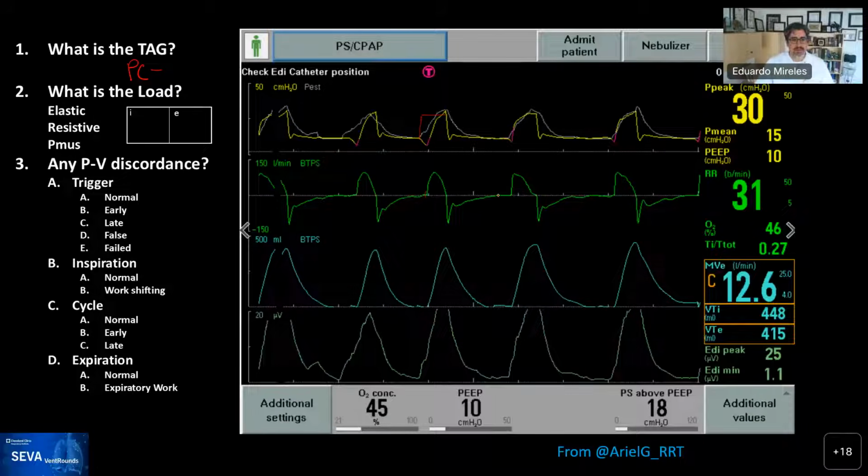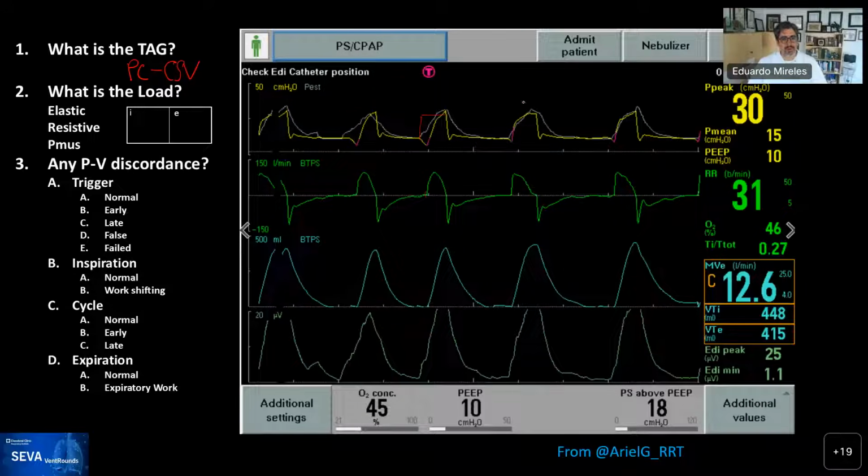In terms of what the load is, I see most of you have put PMOS, the presence of PMOS, as what's happening. And actually during inspiration, there's no doubt about it. Instead of looking at that exponential decay, all of them look sinusoidal. So this is all the presence of PMOS, which is not a load, but it hides the load, the elastic or resistive load. And then during expiration, actually, this is a nice expiration.